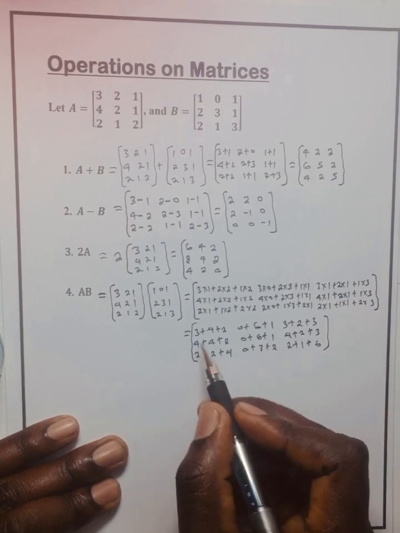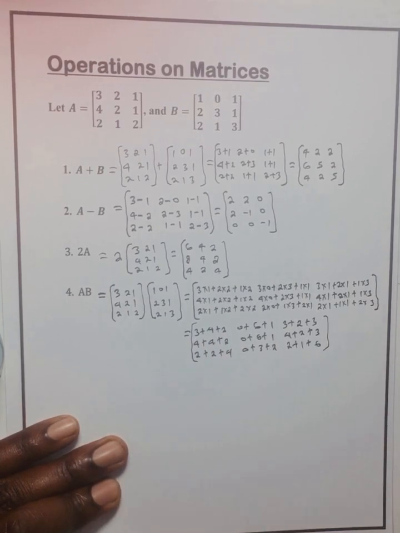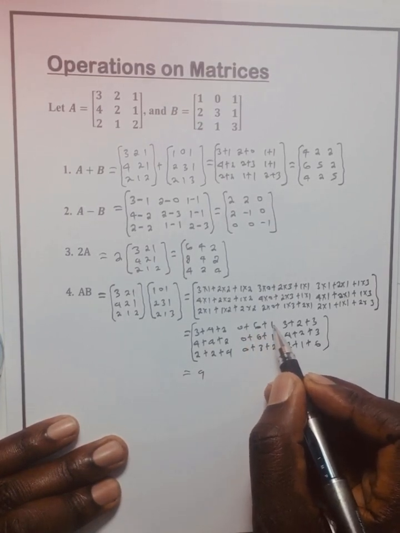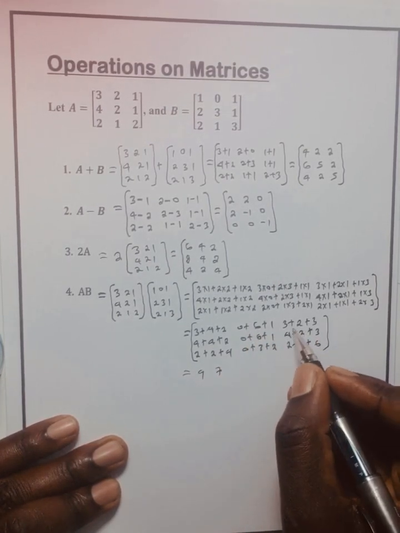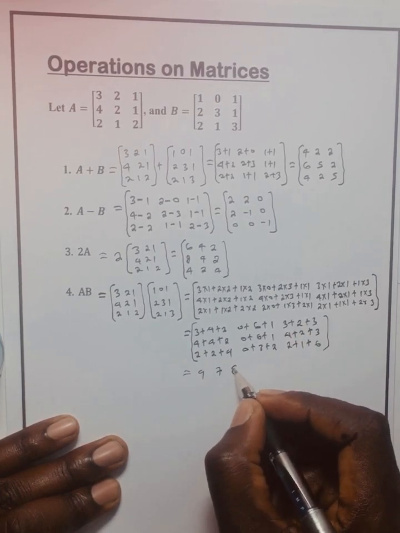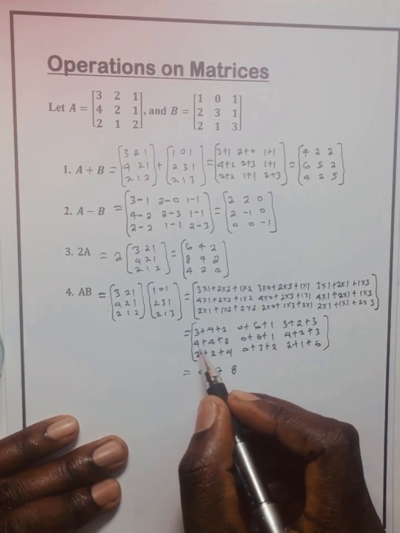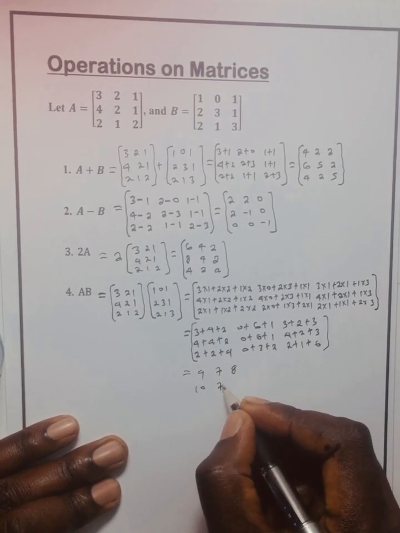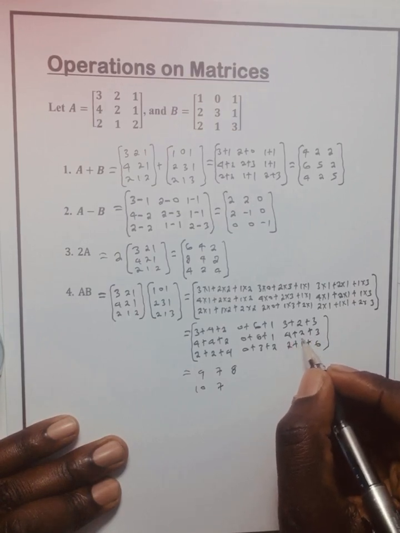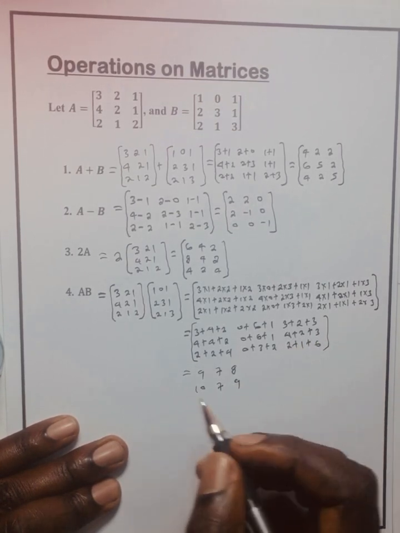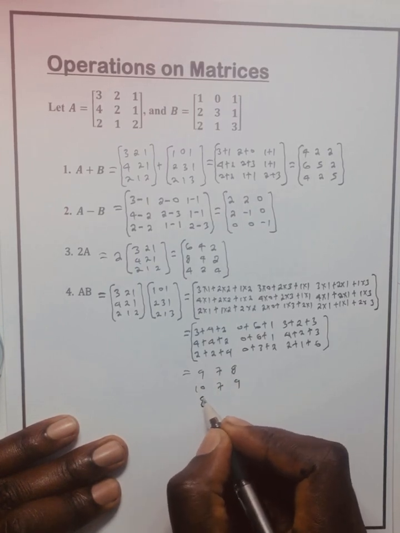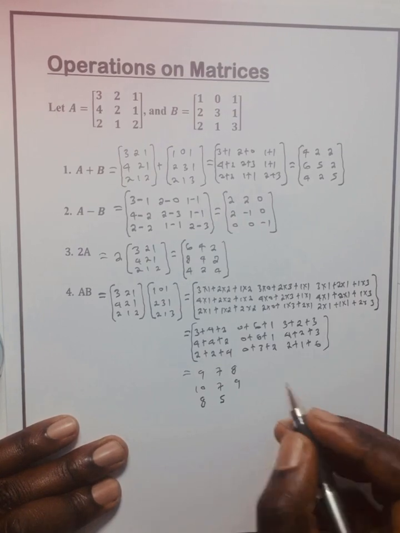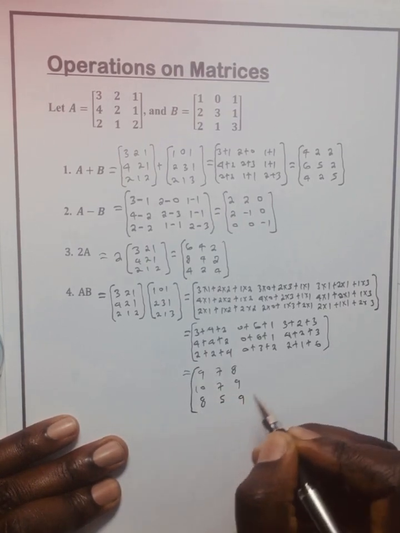Let us again simplify that. So 3 plus 4 plus 2, that is 9. 0 plus 6 plus 1, that is 7. 3 plus 2 plus 3, that is 8. Then 4 plus 4 plus 2, that is 10. Then 6 plus 1, that is 7. Then 4 plus 2 plus 3, that is 9. Then 2 plus 2 plus 4, that is 8. Then 3 plus 2, that is 5. Then 2 plus 1 plus 6, that is 9. And you have your answer there.